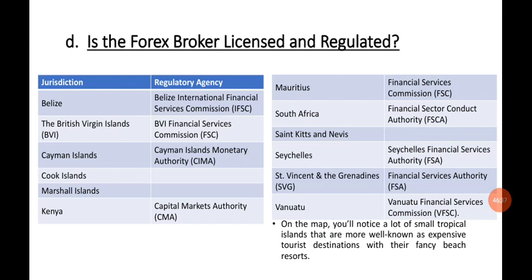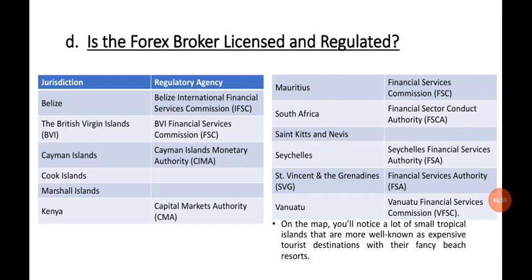So here's a chart to show you all the regulated agencies, those lightly and non-regulated. You can see them for yourself. You can go through all of them for yourself. They're all listed here. Belize, the British Islands, Cayman Islands, Cook Island, Marshall Islands, Kenya, Mauritania, South Africa, St. Kitts and Nevis, Seychelles, St. Vincent and the Grenadines, the Vanuatu.